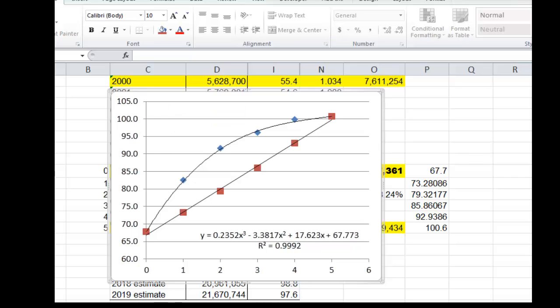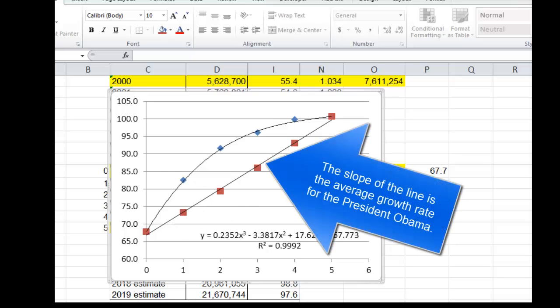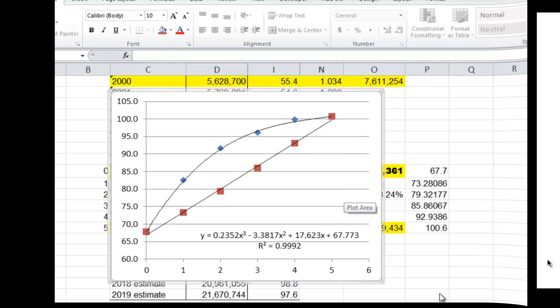This CAGR line, as you recall, is going to be the average for President Obama's administration, a number that we calculated earlier. We're going to look at this average in a more dynamic view of this graph in just a moment.